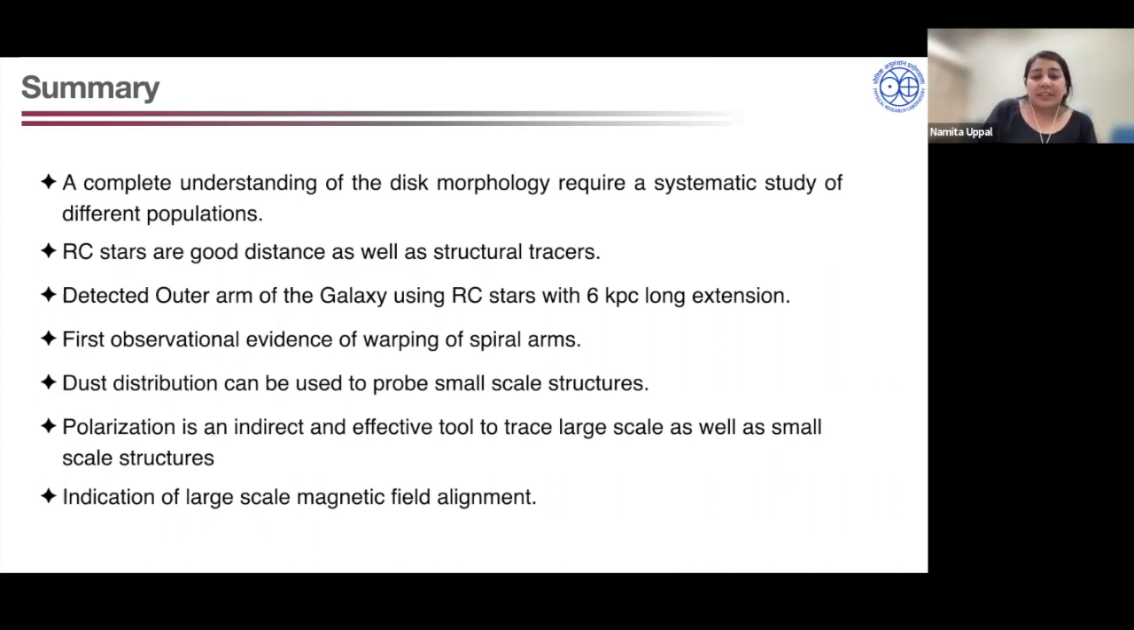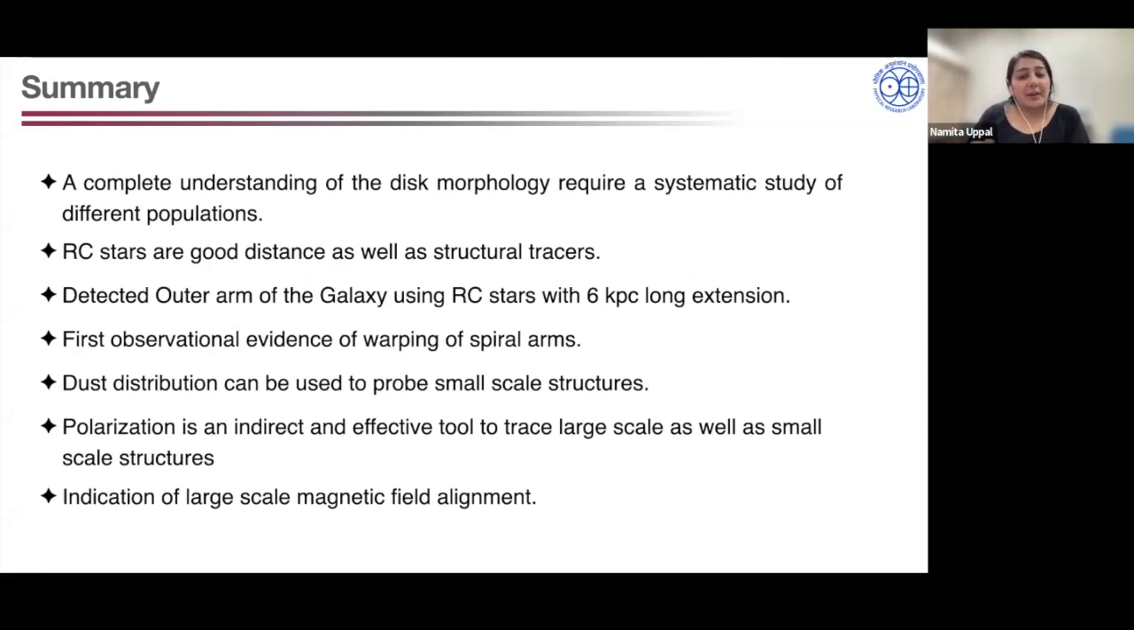And also, the observations show that the spiral arms of the galaxy are not flat, but they are warped: in one direction upward, in the other direction downward. And this is based on the stellar distribution.